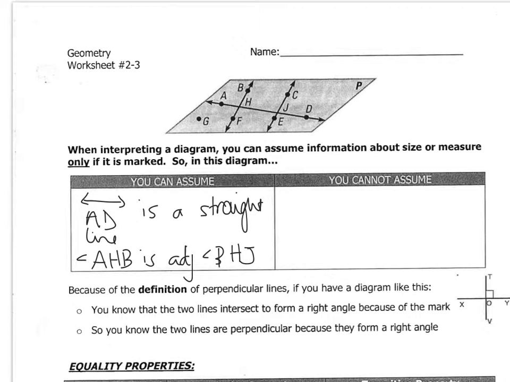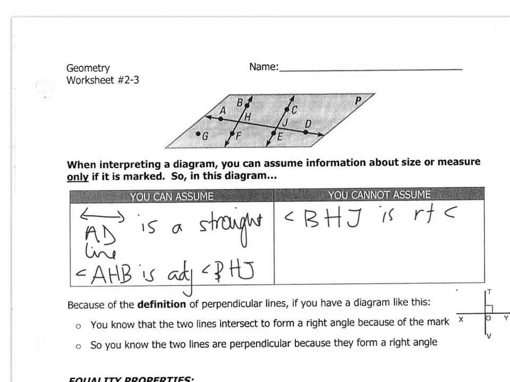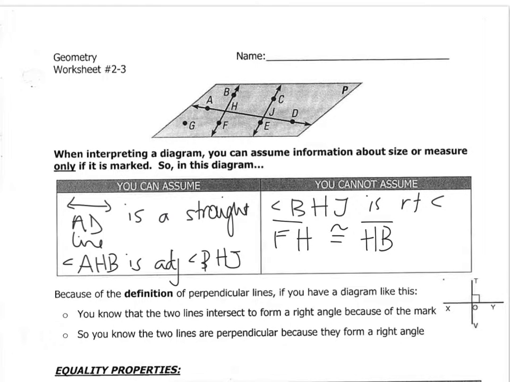Things that you cannot assume would be that angle BHJ is a right angle, or that segment FH is congruent to segment HB. Because of the definition of perpendicular lines, if you have a diagram like this over here, you can assume that because there is a right angle mark, the lines are perpendicular.